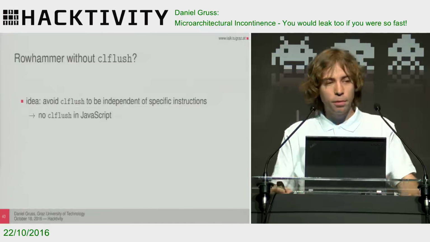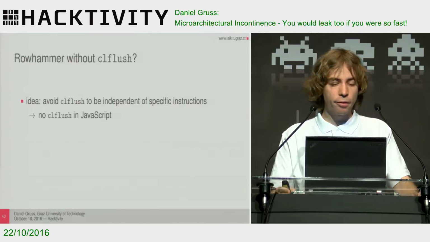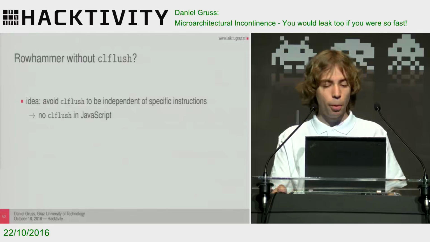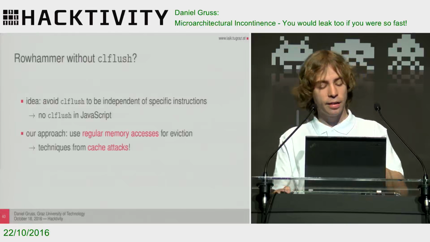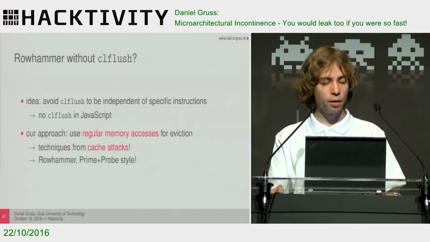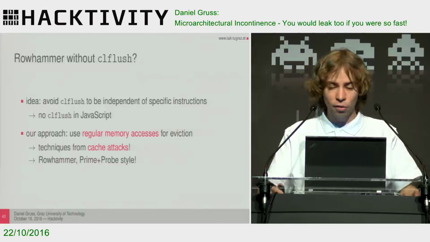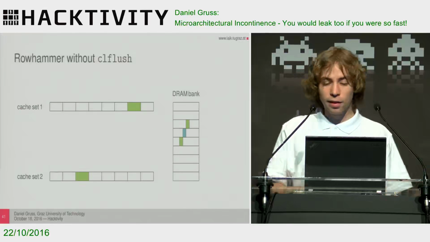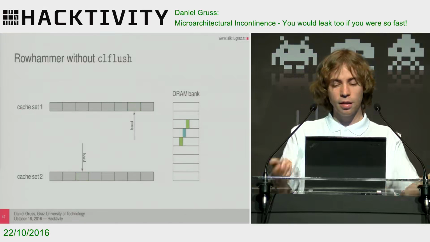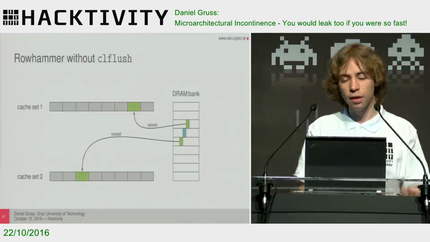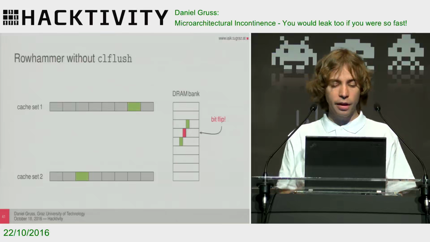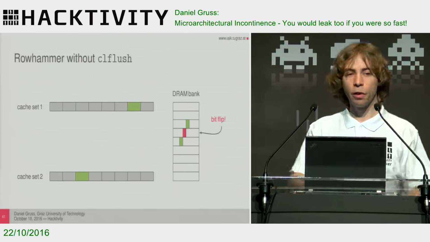So we thought it might be really nice to have a Rowhammer attack from JavaScript, and there we don't have a CLFLUSH instruction. And our idea was to just use regular memory accesses, and we can apply the techniques that we know from cache attacks already. Rowhammer, Prime and Probe style. It should work. So in theory, it would look like this. We do our Prime and Probe attack, which replaces all the ways in the cache set and evicts the data that we wanted to evict, and then we reload it from the DRAM. Then we repeat this over and over again, and then we will have a bit flip. So much for the theory.